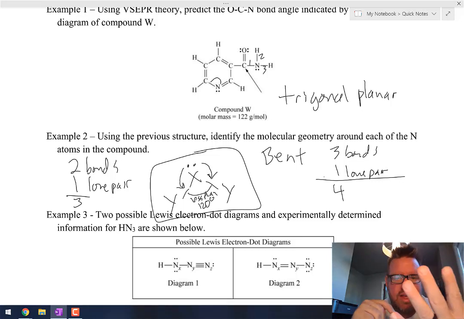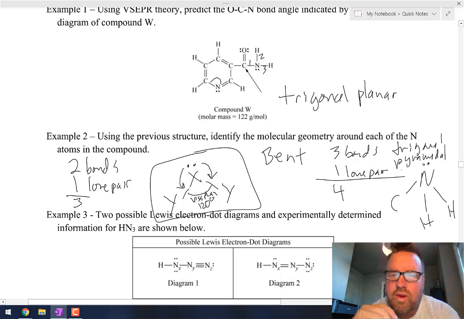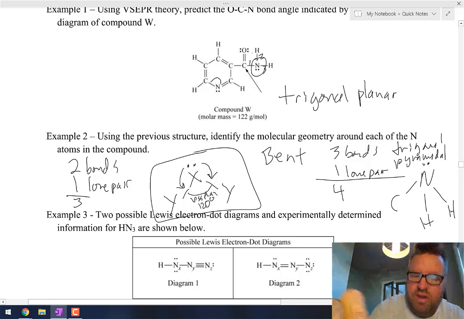So take a tetrahedral shape, take one away, and what do you have left? You have an N that basically looks like this. You've got C and then the H's and the H's. And what's the shape of that? That is called trigonal pyramidal. And so the shape around this nitrogen right here is trigonal pyramidal.